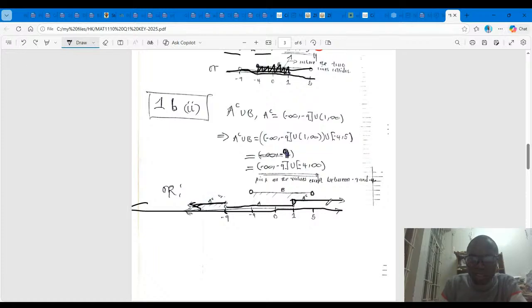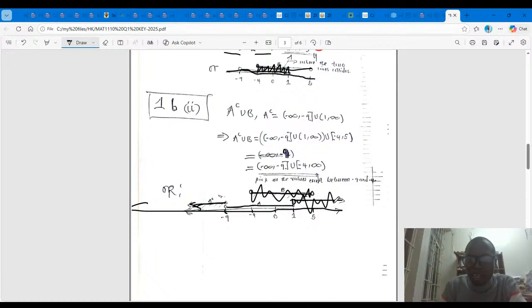Okay, so B is here, lying from there up to there. So when we combine these, B is lying from here up to here. We are combining with the A complement which lies there. Then the other A complement lies here going this side. So when we combine these two pieces, the only piece that we are going to leave out is between -9 and -4.